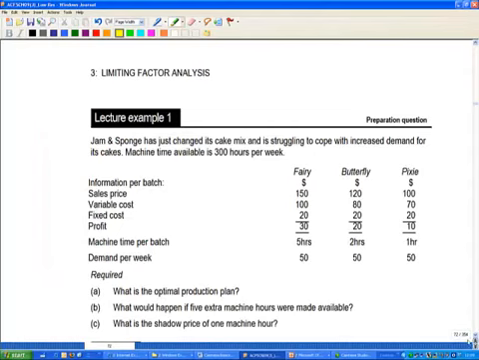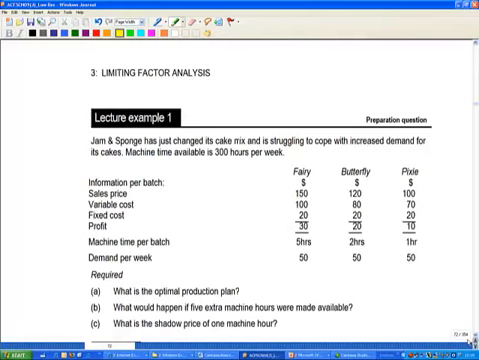So let's have a look at lecture example 1. If we have a look at the requirements, part A, we're asked what is our optimal production plan. Part B, what happens if we have 5 extra machine hours. And lastly, the shadow price of a machine hour. So have a quick look at the detail in the scenario. We've got a company, Jam and Sponge, which are making cakes, and they're struggling to cope with the increased demand. Machine time available 300 hours per week. We've then got our various selling price, cost information, machine time per batch, demand per week.